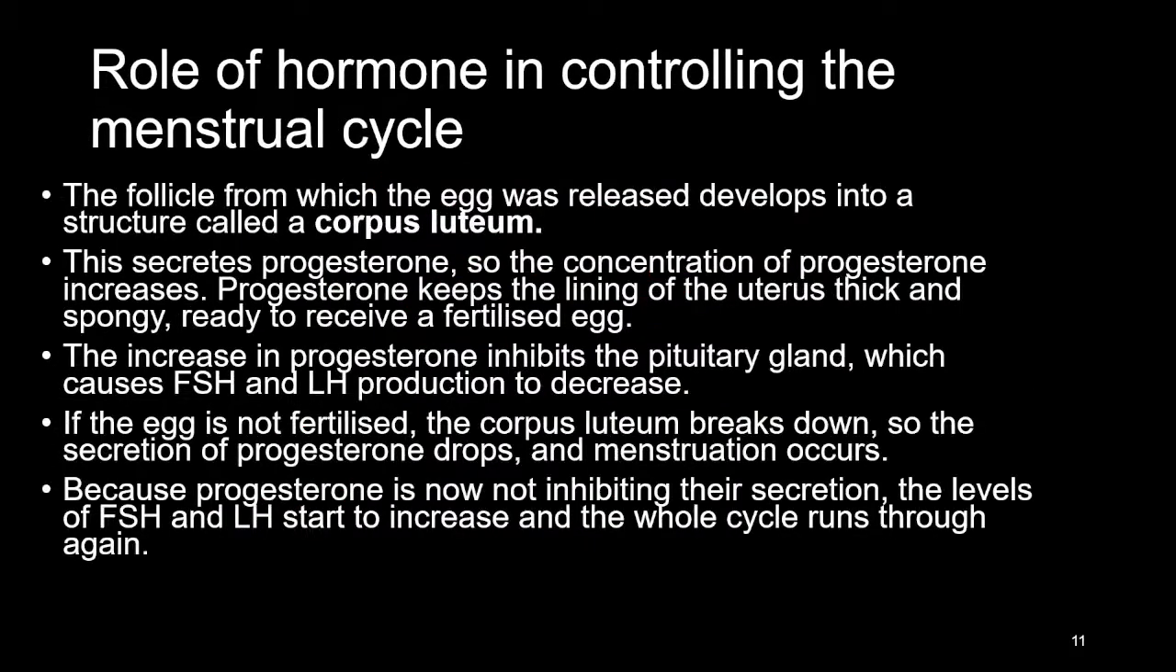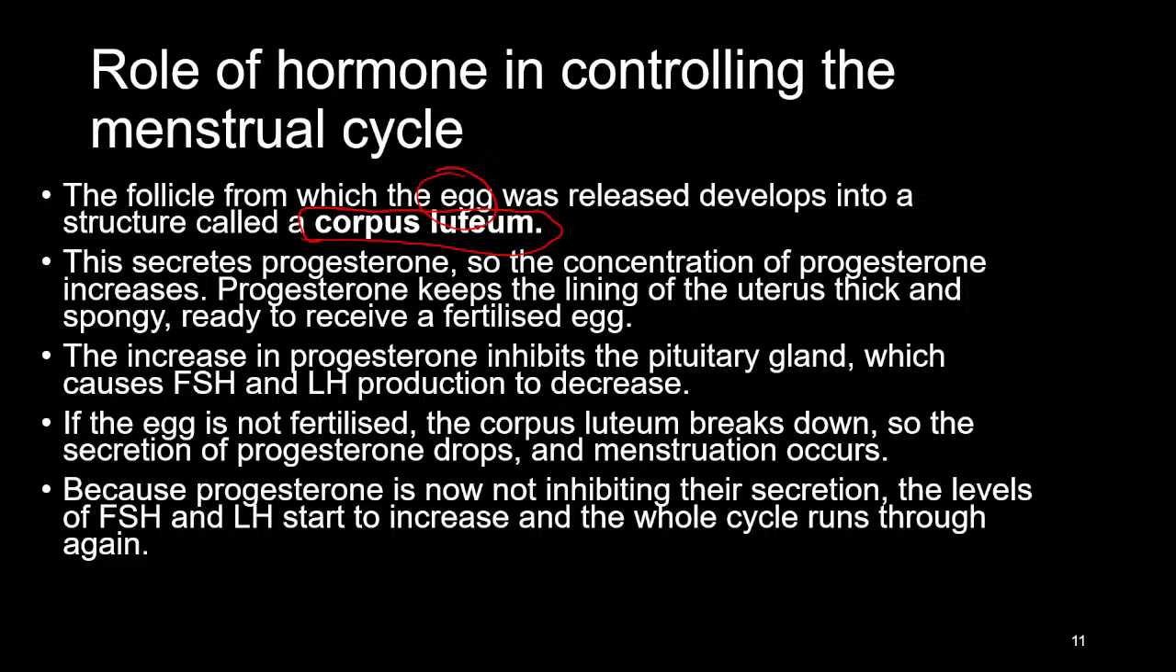The follicle from which the egg was released develops into a structure called the corpus luteum. So the follicle from which the egg was released now becomes a corpus luteum. So there's no egg in it anymore. This secretes progesterone. Now the corpus luteum is still in the ovary. That's why we say progesterone is also released by the ovary. So the concentration of progesterone increases. Progesterone keeps the lining of the uterus thick and spongy, ready to receive a fertilized egg.